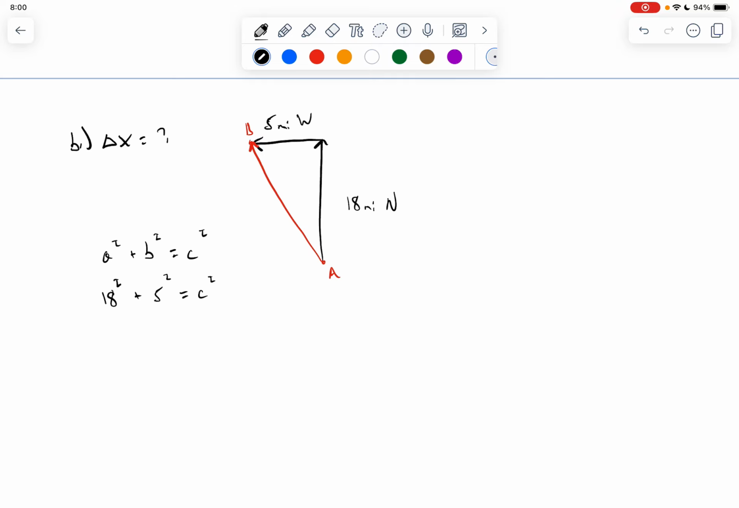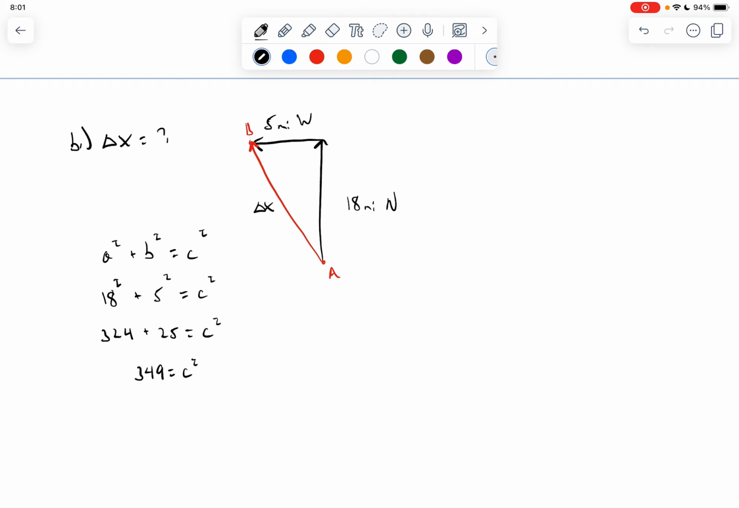If we square 18, that's going to give us 324. If we square 5, that's going to give us 25. Again, all being equal to C squared. So 324 plus 25, that's going to give us 349. Now we're almost finished, but right now we have 349 is equal to C squared, and we're worried about just that length C.